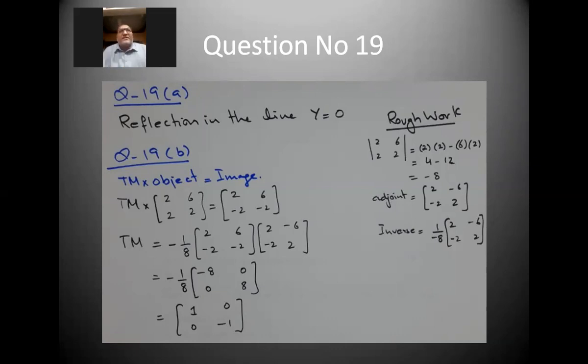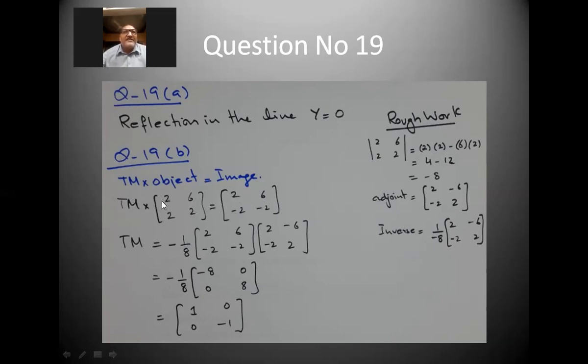So we are on question number 19, B part, and the very important trick we want to learn is how to find the transformation matrix. The formula is: transformation matrix multiplied by the object equals the image. I will take 2 points from the object, note down their coordinates, and take the coordinates of their images. I have taken (2, 2) in the object, and its image will be (2, -2). And from the object I have taken (6, 2), and its image is (6, -2).